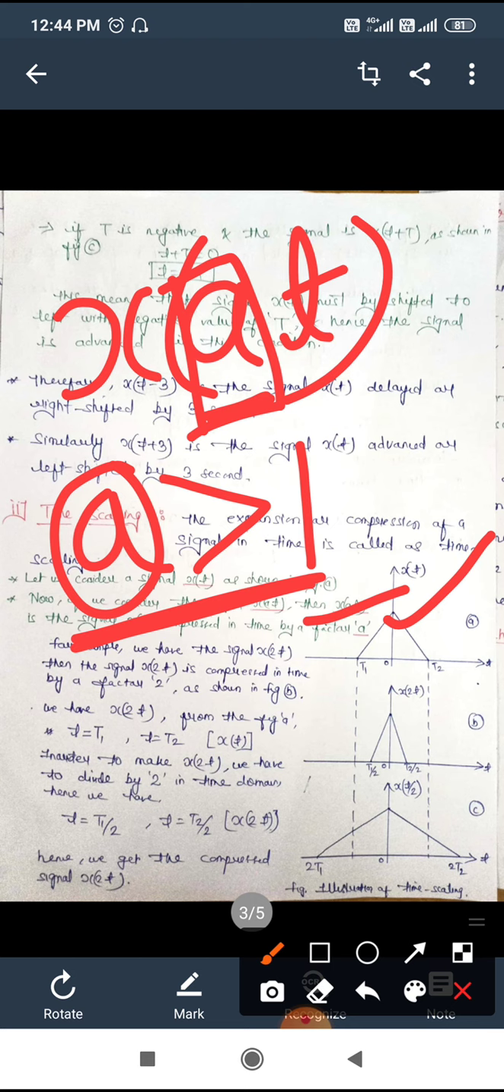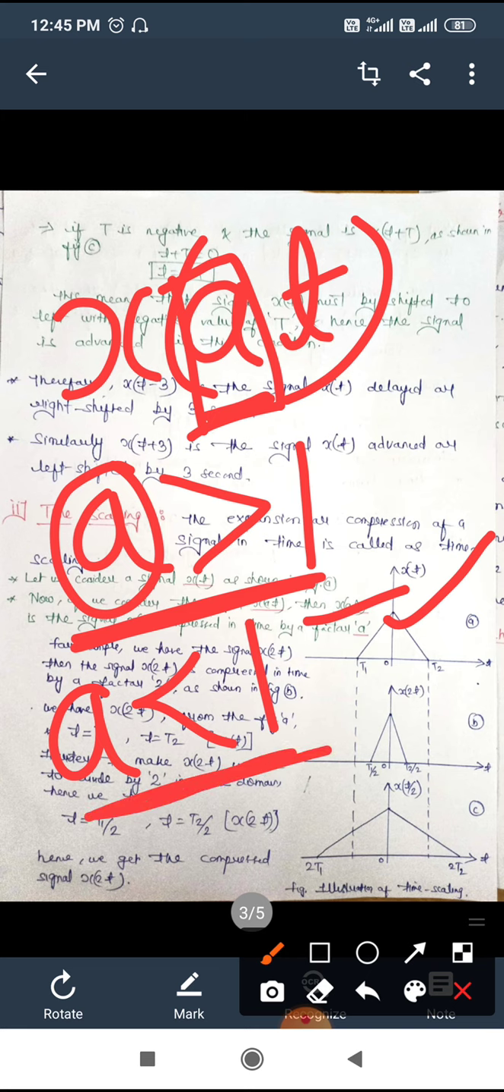I will show you in the diagram with the help of the expression how it will be compressed. Next, if a is less than 1, in that case the signal x(t) is expanded by the value a. This is the format.